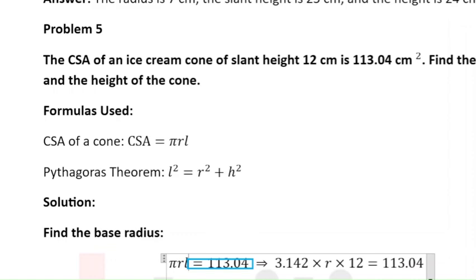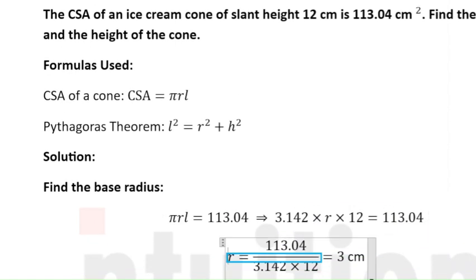πrl equals 113.04, which implies 3.142 times r times 12 equals 113.04. r equals 113.04 over 3.142 times 12, which equals 3 cm.